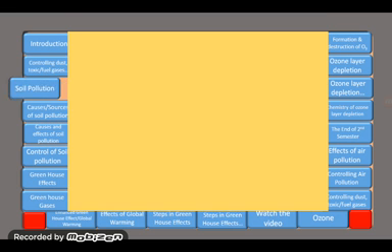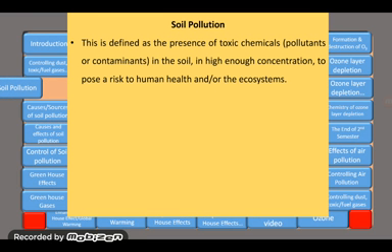Now, soil pollution, which is another type of pollution. Don't forget, we have treated water pollution, we have treated air pollution, and now we have soil pollution. Soil pollution is defined as the presence of toxic chemicals, that is pollutants or contaminants, in the soil in high enough concentration, in high amounts, to an extent that it now poses a risk to human health or the ecosystems, that is, it causes harm to man and plants as well as our belongings.